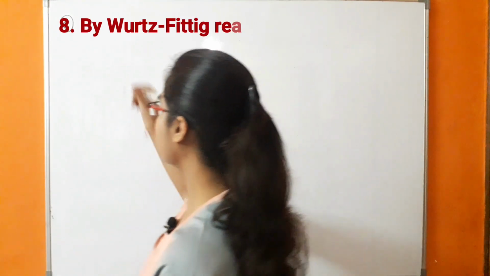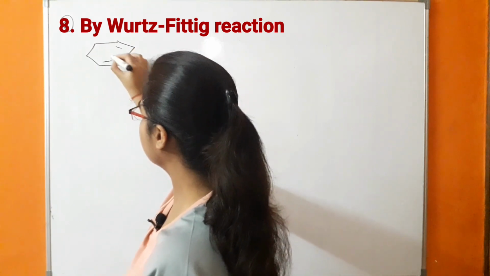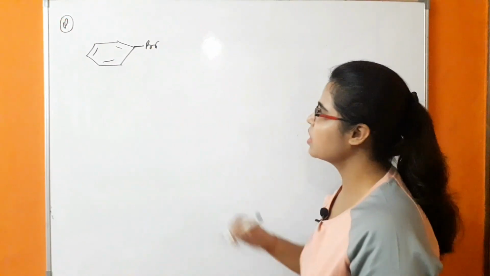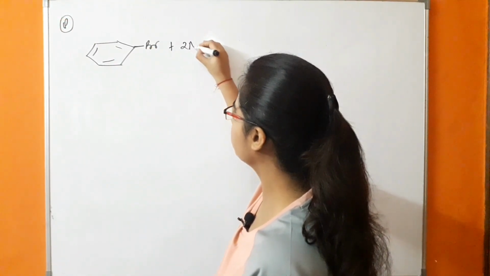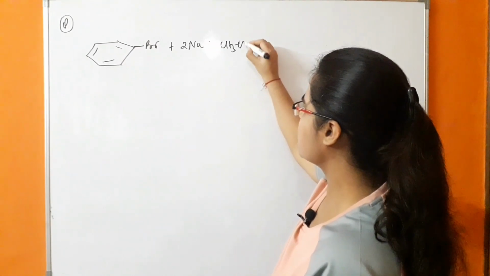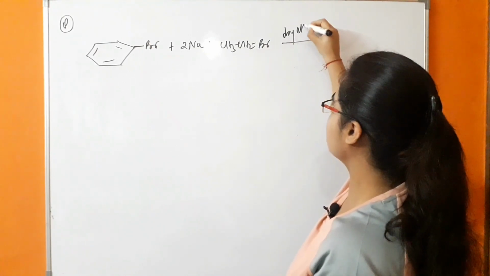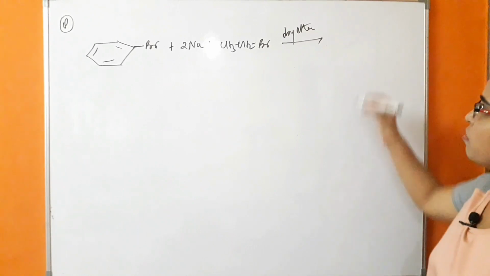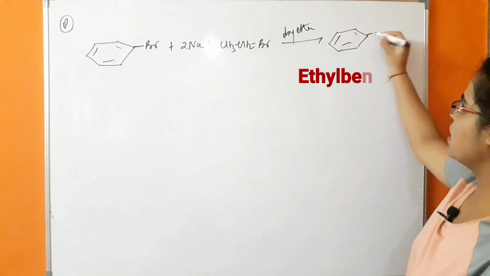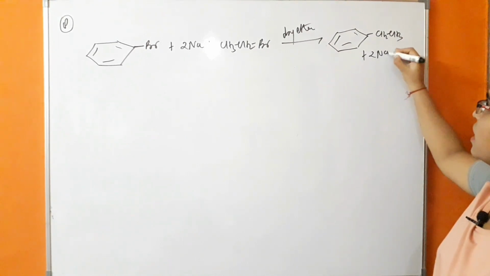Next preparation method of arenes is by the Wurtz-Fittig method. So what is happening in this case? Haloarenes are taken. This is haloarene, this is bromobenzene. So what is happening? In the presence of sodium and alkyl halide, CH3, CH2, Br, and dry ether, there will be formation of ethyl benzene and removal of 2NaBr.